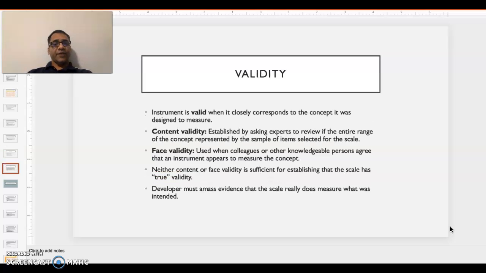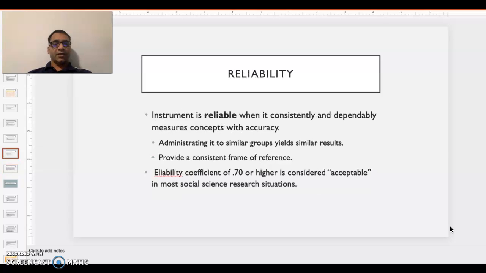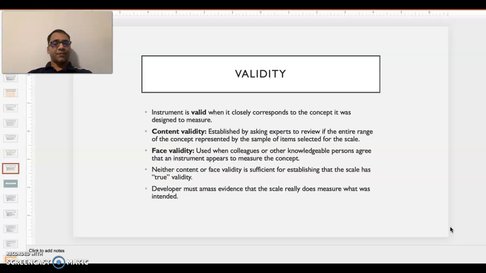Similarly, the validity is important. An instrument is valid when it closely corresponds to the concept it was designed to measure. So first is reliable. Every time you measure it, it measures the same thing, again and again it gives the same results. The validity is about the conceptual design: what you want to measure, it is measuring that particular content.